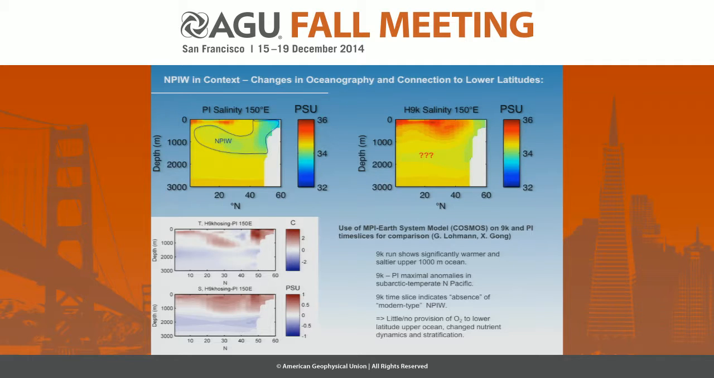So what you can see, that's the difference plot. That's the 9 ka minus the pre-industrial experiment. You can see the warming. This is exactly here, going into the Okhotsk, the warming in the upper water masses on the dense shelf water in the Okhotsk Sea. And you also see the increase in salinity, which is then transported southward. And we can see that this is basically then providing little to no oxygen anymore to the lower latitudes.